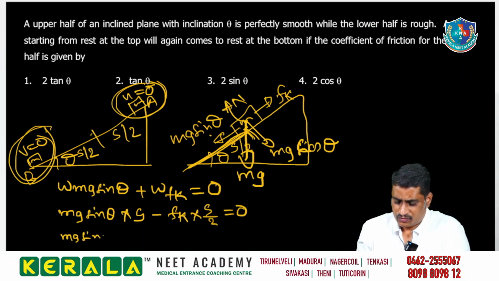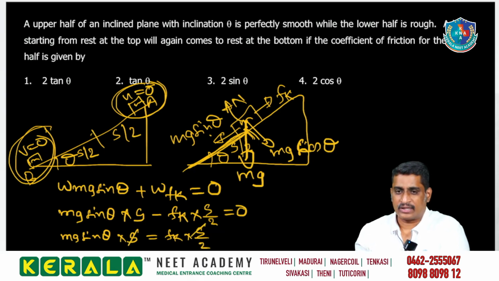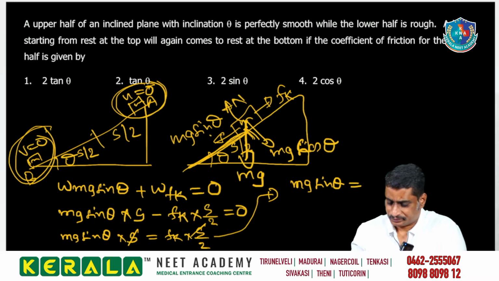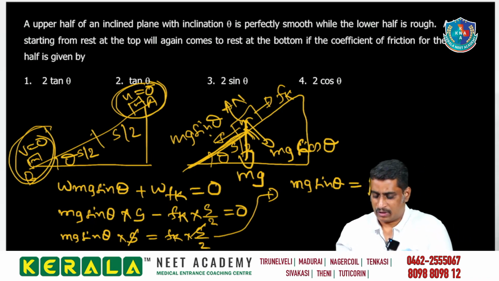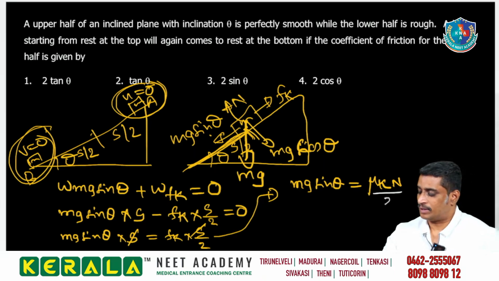mg sin theta into s equals Fk into s by 2. You can eliminate that s in the equation. From this part we can write mg sin theta equals Fk, which can be written as mu k into normal force divided by 2.